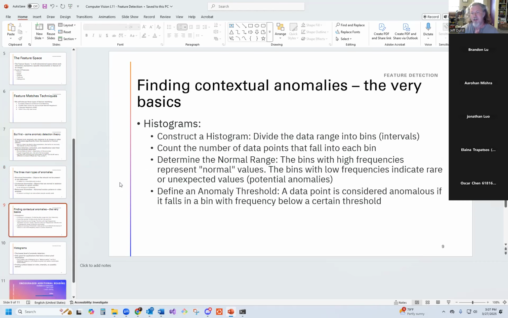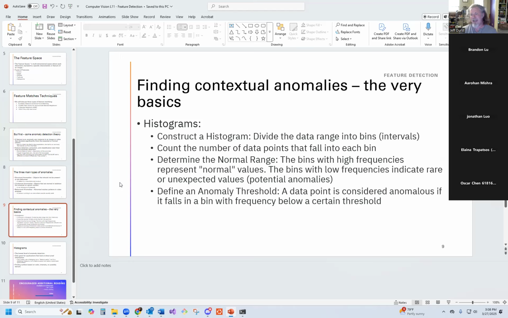So to start at the very bottom of the ladder of finding contextual anomalies, the most basic, easiest, most straightforward way is to use a histogram. When you create this histogram, and I know everyone knows this, you're taking some measurement from the image and putting it into bins and seeing how many pixels or parameters or features fall into that bin, right?